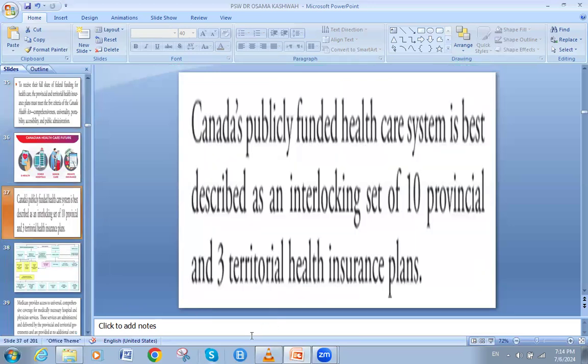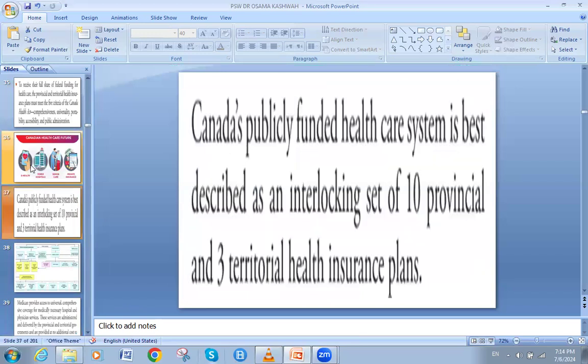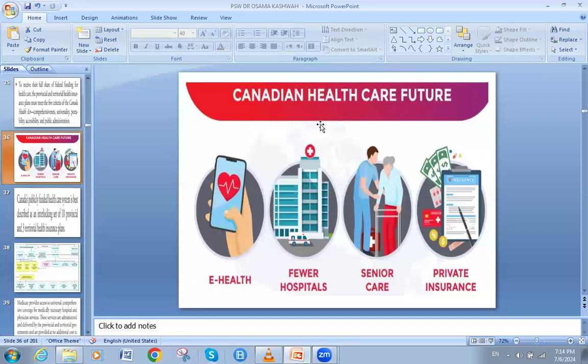We said also that we have 10 provinces and 3 territories, and they must be entitled to the services if they have the 5 principles which we talked about. We talked also about the future of healthcare services in Canada, and we said this future will be regarding e-health, the electronic health, and fewer hospitals, senior care and private insurance.